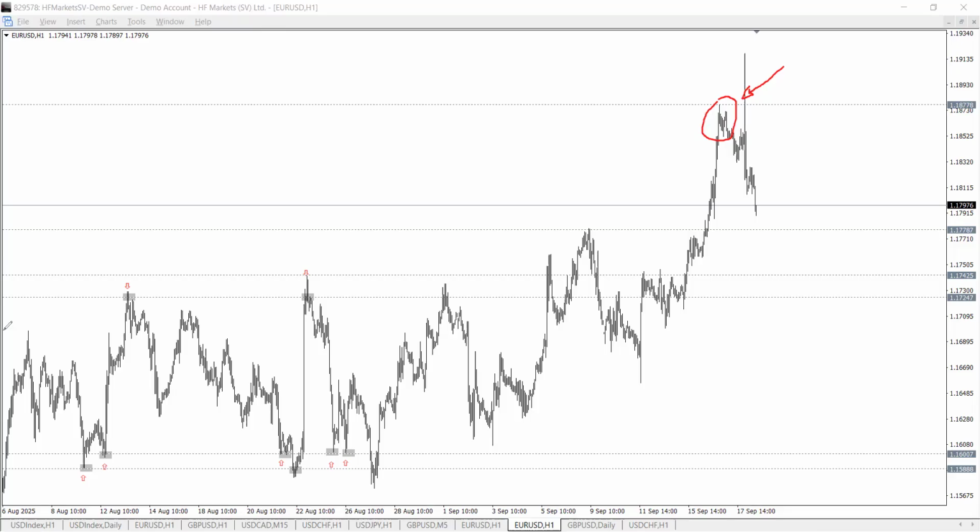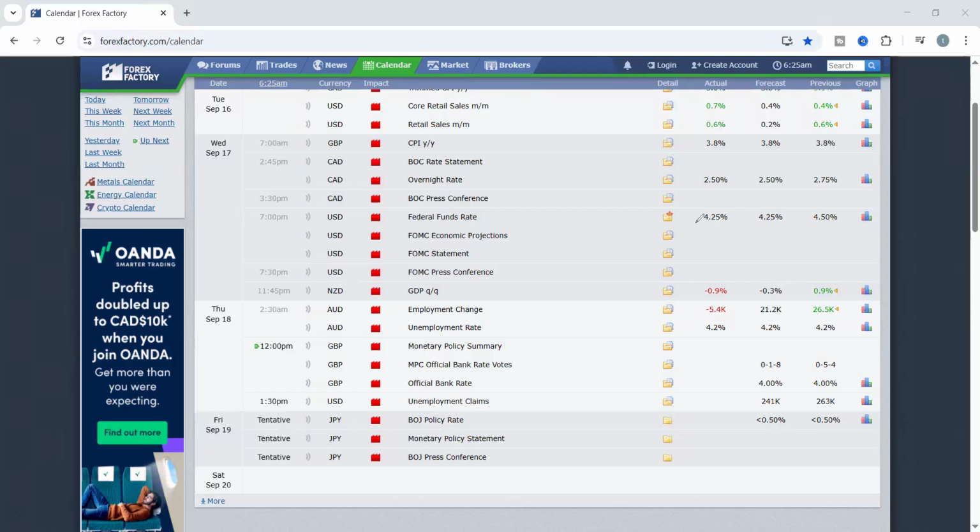Now, mind you, for the statement, the news release from Forex Factory, it remained unchanged at 4.25. If you look over here, it remained unchanged at 4.25% for the USD. And of course, no matter what, it was still going to be high impact either way.